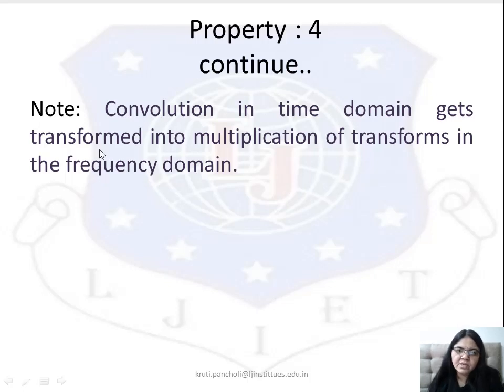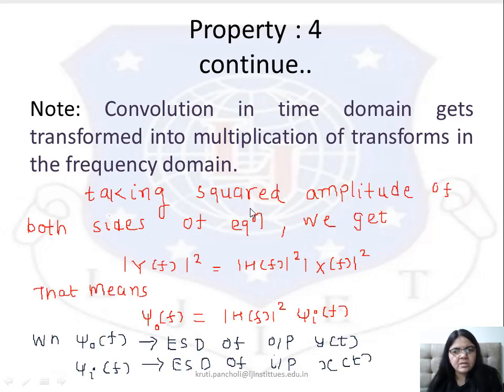So important notice, convolution in the time domain gets transformed into multiplication of transforms in the frequency domain. So now we'll take the square on both sides of the equation. So it is modulus of Y(f) squared is equal to modulus of H(f) whole squared into modulus of X(f) whole squared.